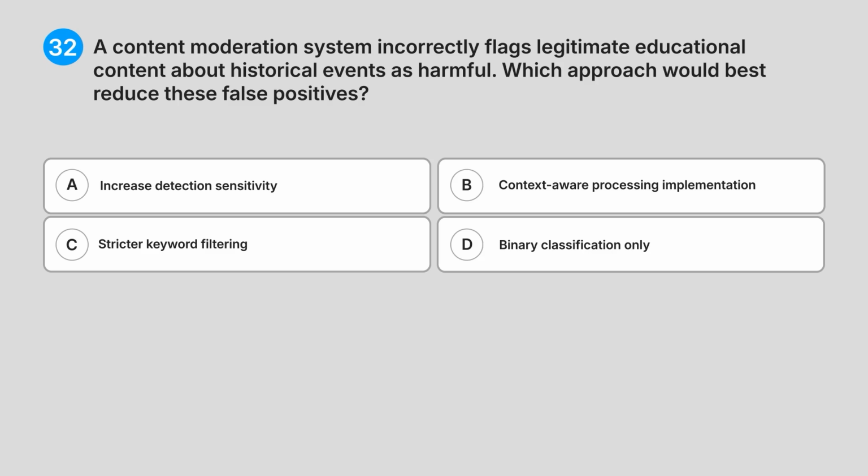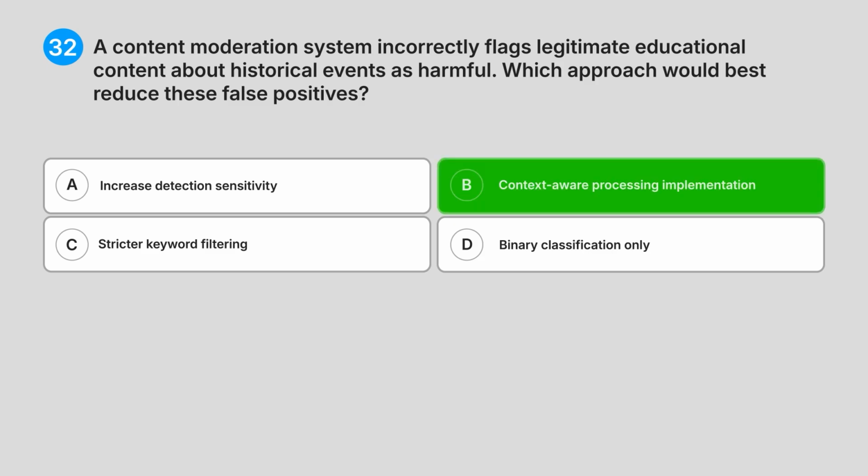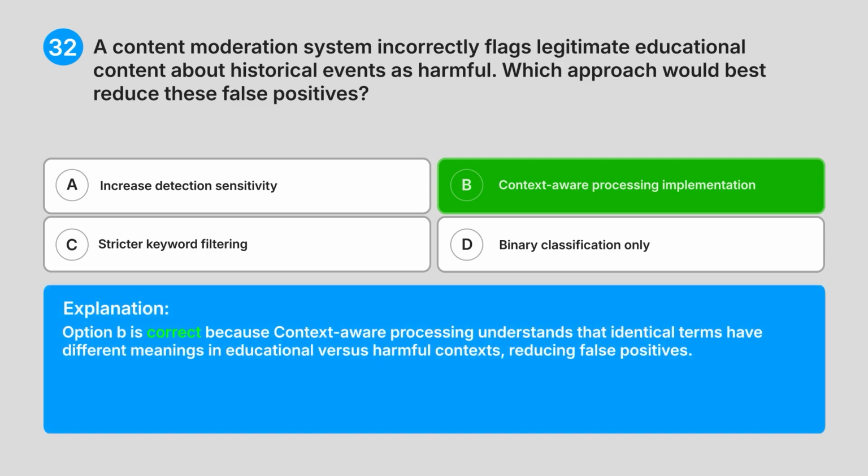Correct answer, B. Context-aware processing implementation. Explanation. Option B is correct because context-aware processing understands that identical terms have different meanings in educational versus harmful contexts, reducing false positives.